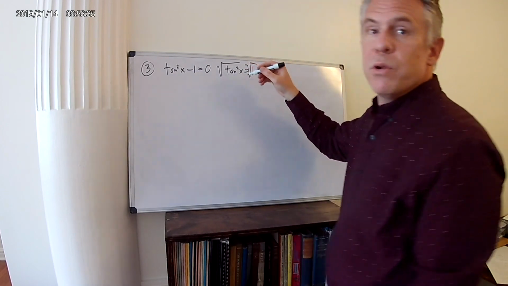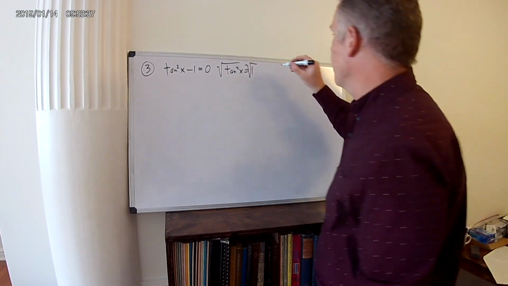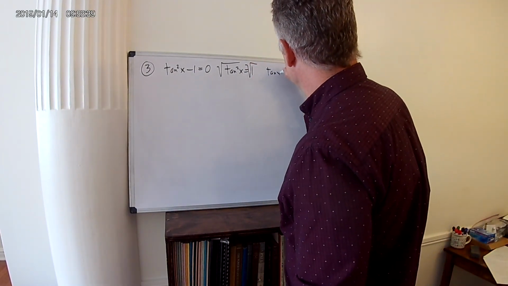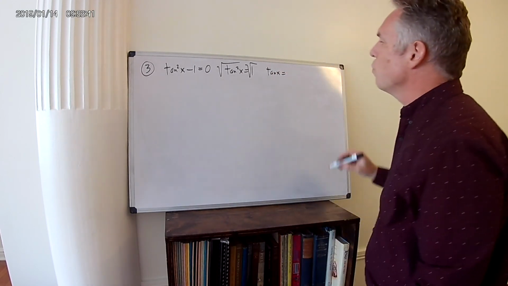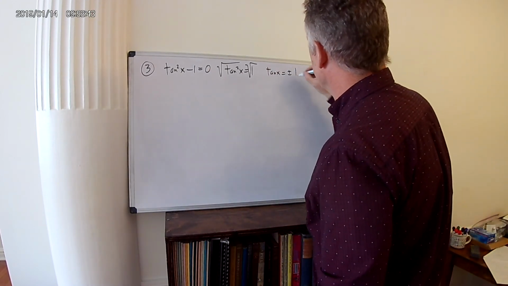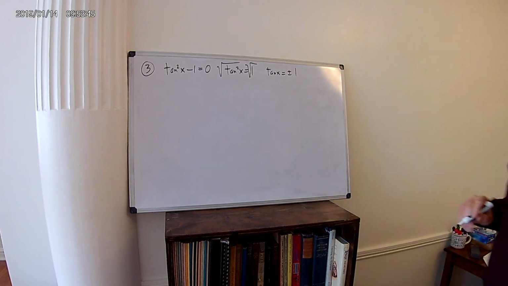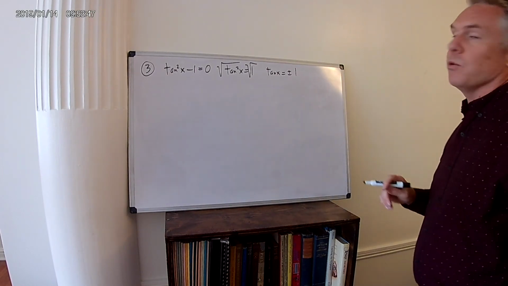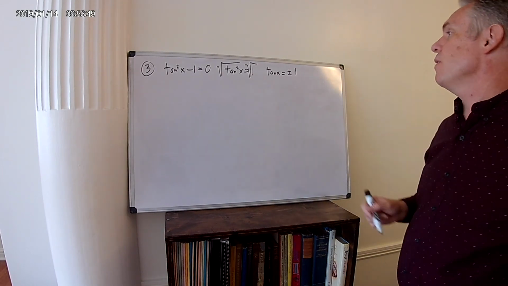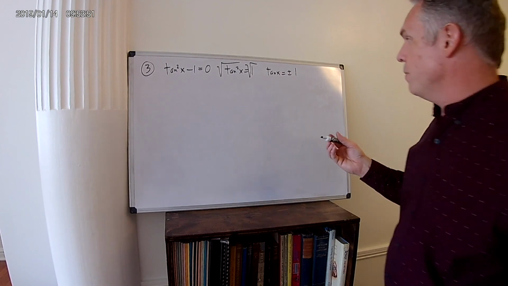If I take the square root of something squared, I just get back the thing itself. So I have tangent of x. The square root of 1 is plus or minus 1. Okay? So that's my answer. Tangent of x equals plus or minus 1. I need to find the values of x for which tangent of x equals plus or minus 1.